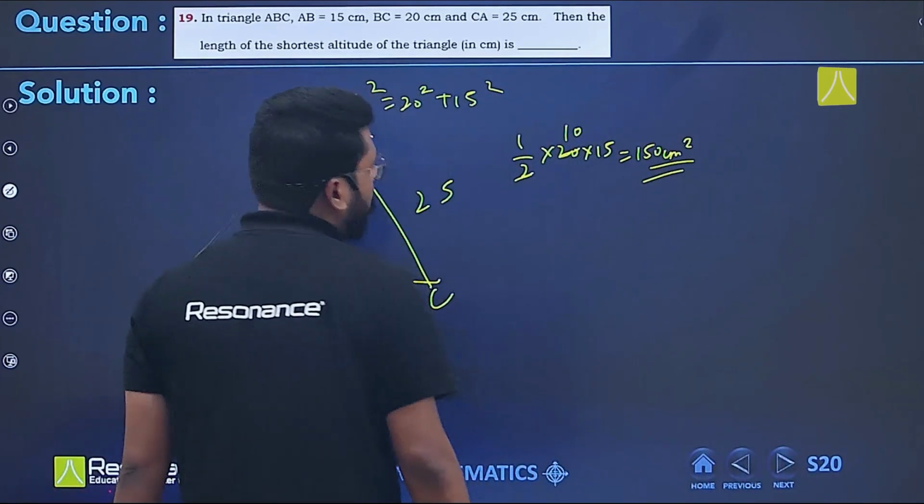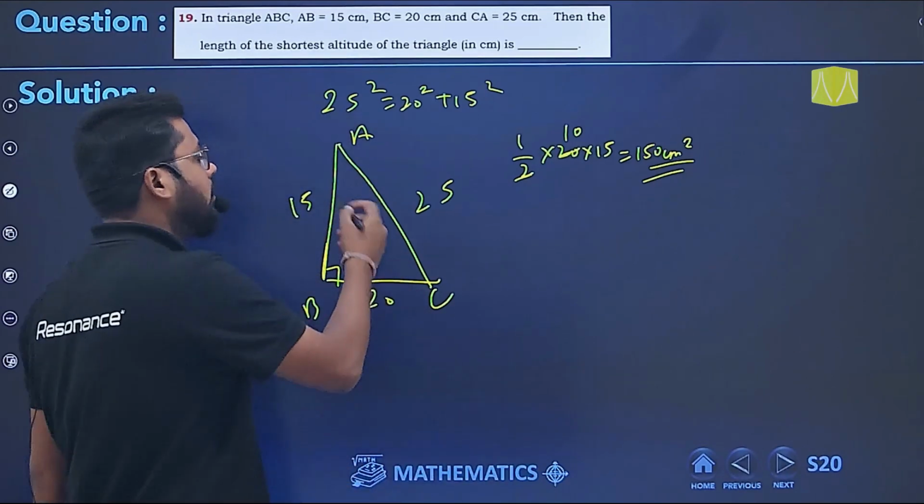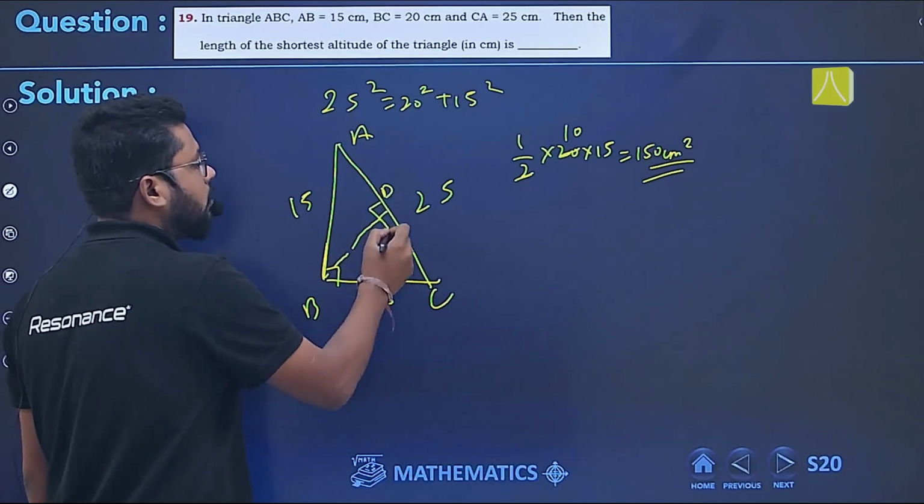The shortest altitude will come if you take the base of greatest length. Among all these sides, 25 is the greatest. This means this is the shortest altitude.